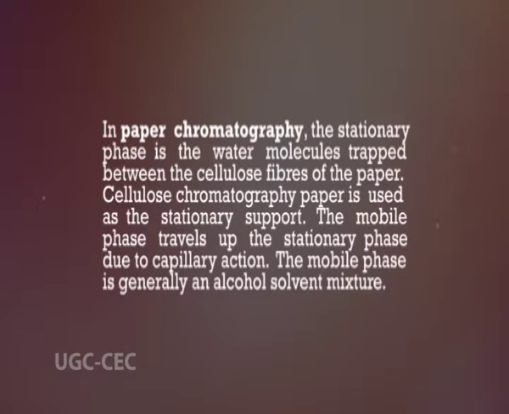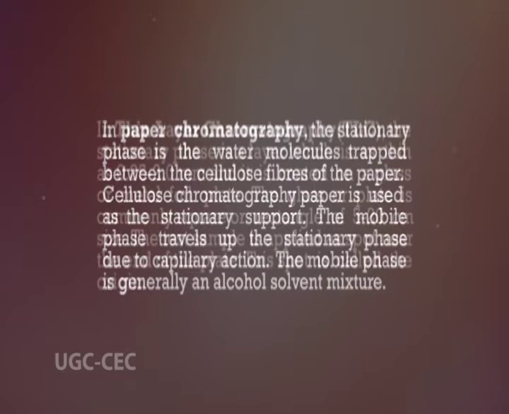In paper chromatography, the stationary phase is the water molecule which is trapped between the cellulose fiber of the paper. Cellulose chromatography paper is used as the stationary support. The mobile phase travels up the stationary phase due to capillary action. The mobile phase is generally an alcohol-solvent mixture.